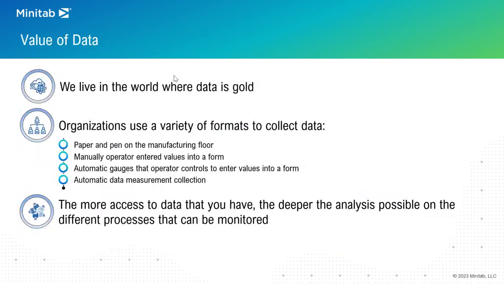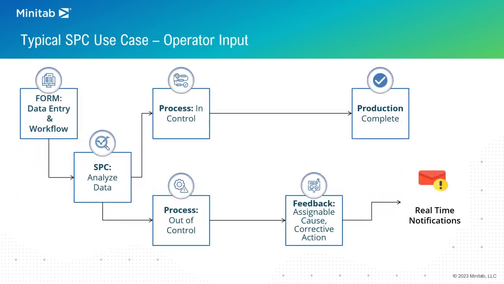The more access to data that you have, the deeper the analysis possible on the different processes that can be monitored. And again, we're going to circle back to this as to why having a lot of data really matters. But as you can identify your different processes and the different pieces of data that can be captured around that process, you can create better products and minimize your waste and minimize your defect rate by using that data that you have.